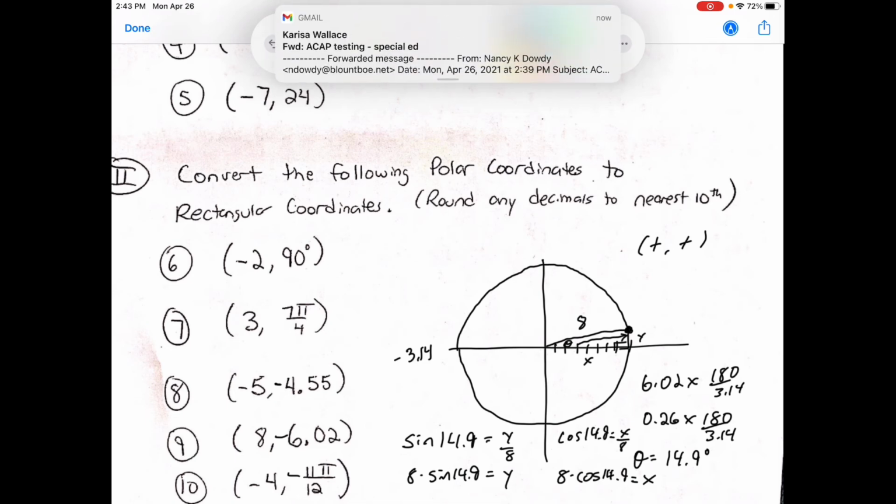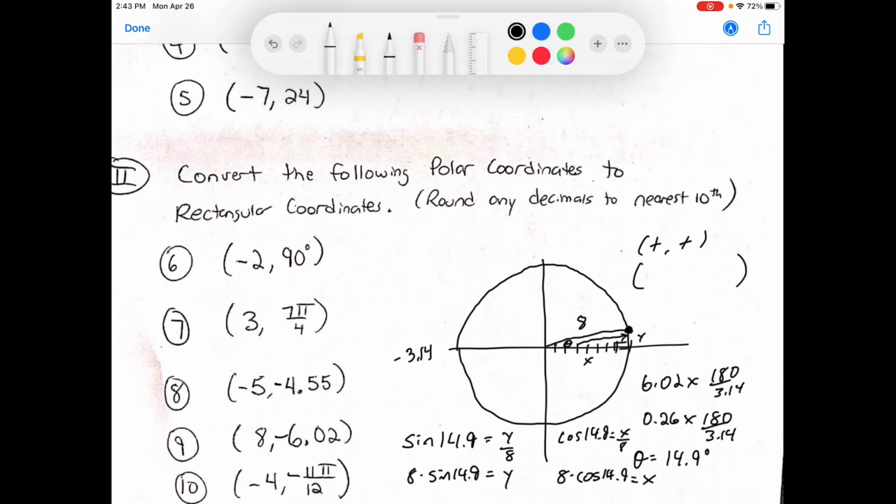All right, so let's figure this out. So let's do our x. 8 times cosine 14.9 is 7.7. So 7.7. And our y will be 8 times sine 14.9. You get 2.05 or 2.1. So there's my coordinate.